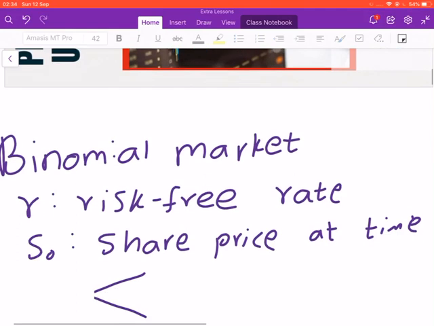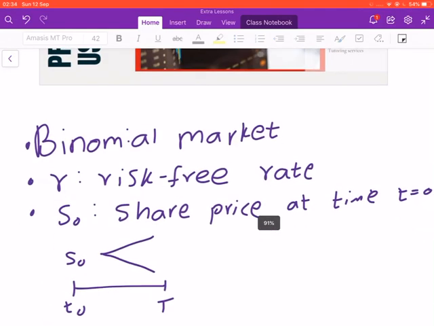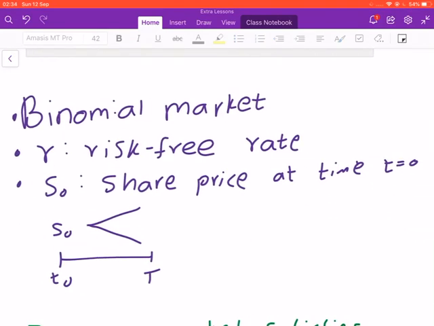Introduction is that we are trying to, again, suppose that we have a binomial model, a binomial market. When we say that we have a binomial market, it means that we have two options. Normally we declare them as up and down, and suppose that in that market we have a risk-free rate which is R, and we also have a share which costs S0.